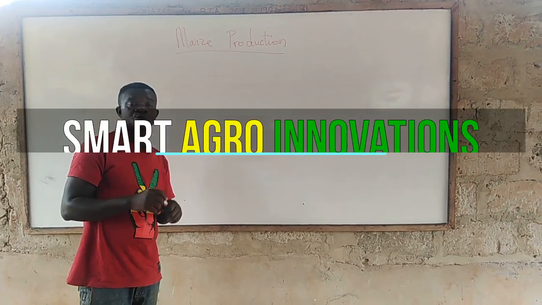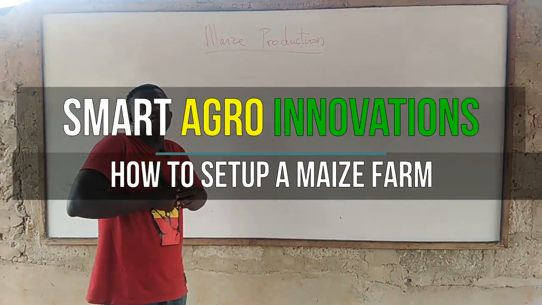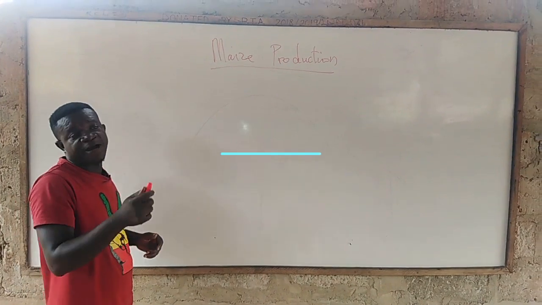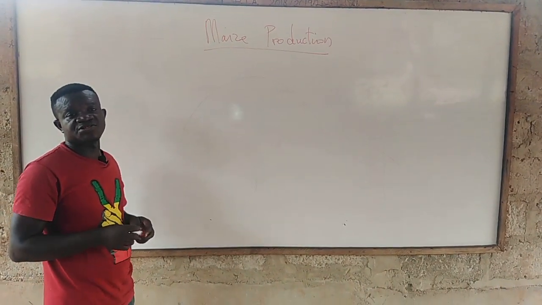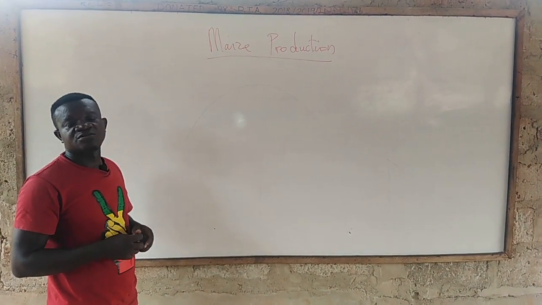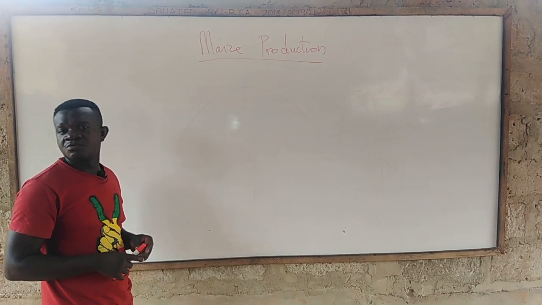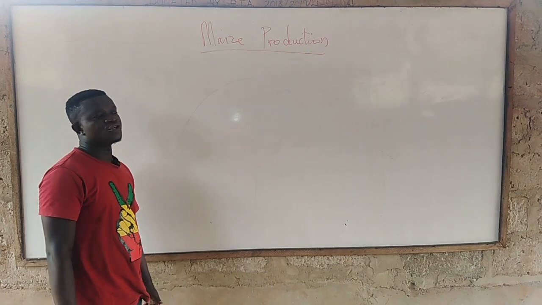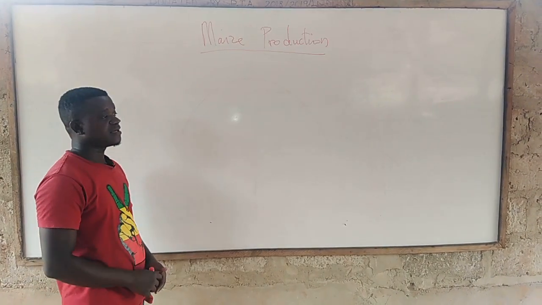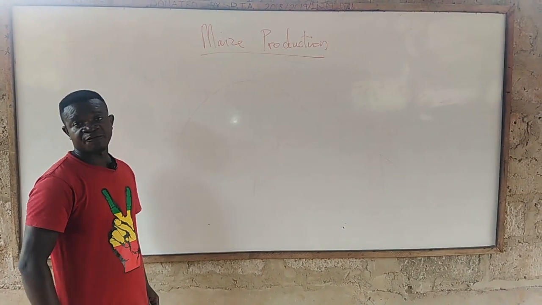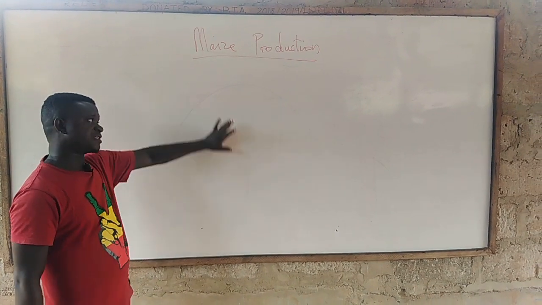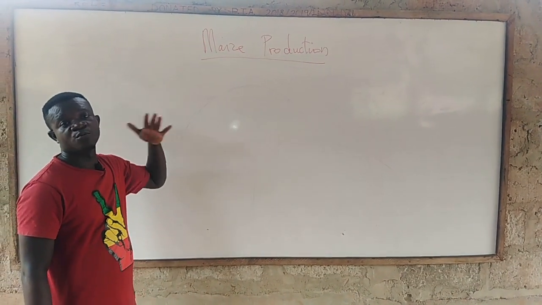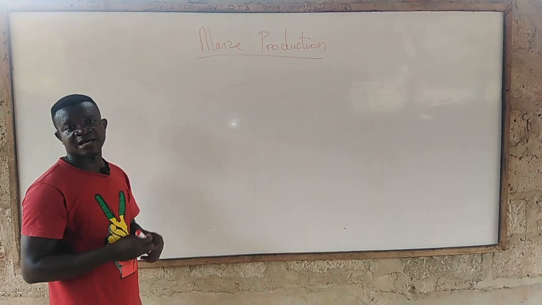Today we are going to talk about maize production. Despite the numerous challenges, we still have to produce maize because it is consumed in many homes. Therefore, we are going to take you through how maize is produced on the field. After this practical explanation, we are moving to the field to see what is happening there.